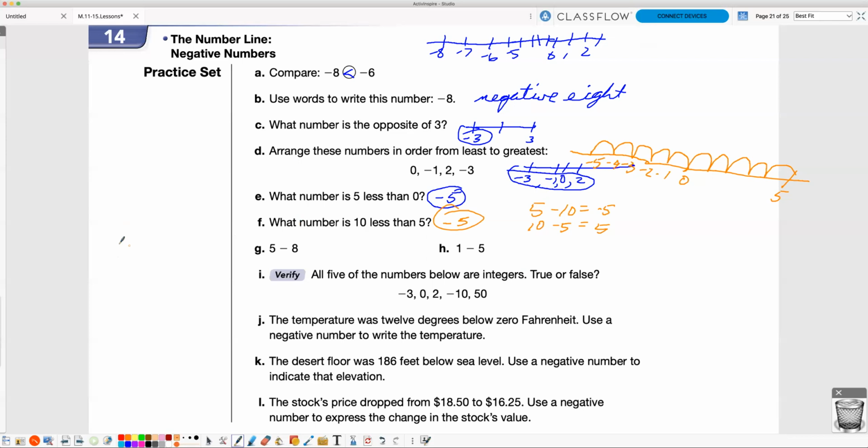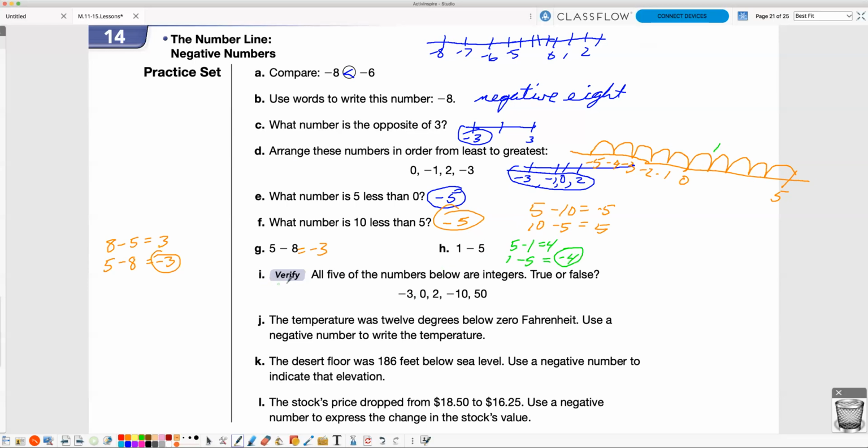Letter G, what is 5 minus 8? Well, just think about this. What's 8 minus 5? You know it's 3. So that means you know what 5 minus 8 is. That would be a negative 3 for letter G. How about letter H? 1 minus 5. Well, if you want to look at a number line, and here's 1 right here, and you went 5 to the left, 1, 2, 3, 4, 5, you can see where you'd end up. Or you could consider this. You know that 5 minus 1 equals 4. So you know the opposite of this one, 1 minus 5, is going to equal negative 4.